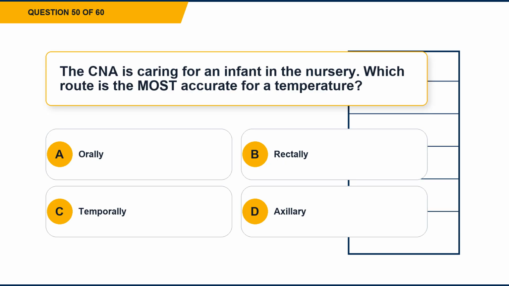Question 50. The CNA is caring for an infant in the nursery. Which route is the most accurate for a temperature? Option A. Orally. Option B. Rectally.